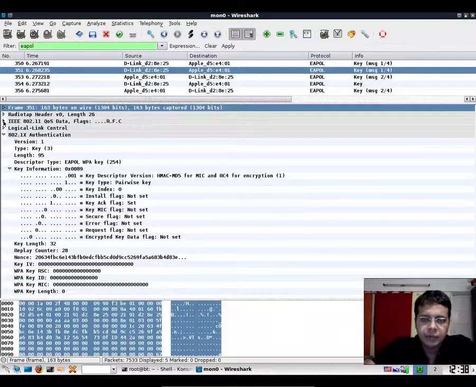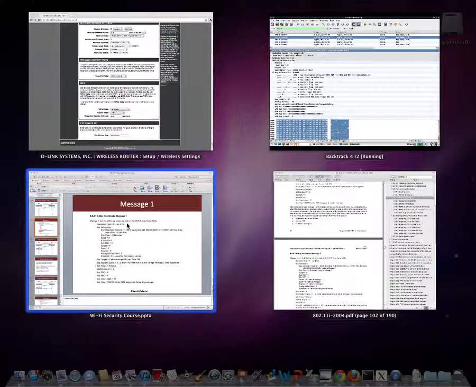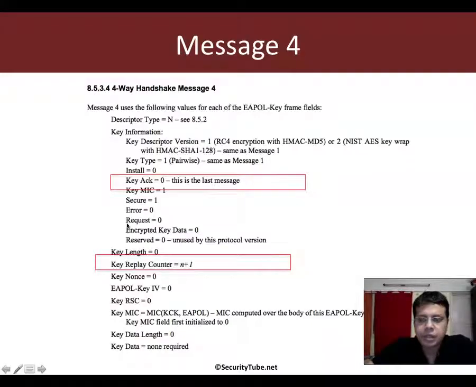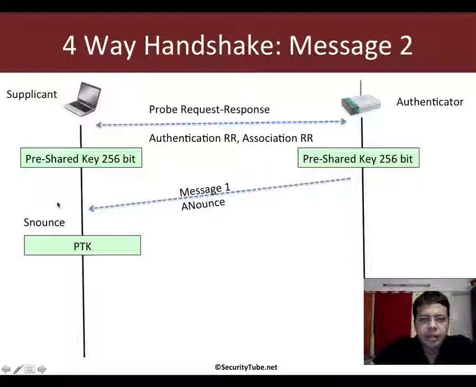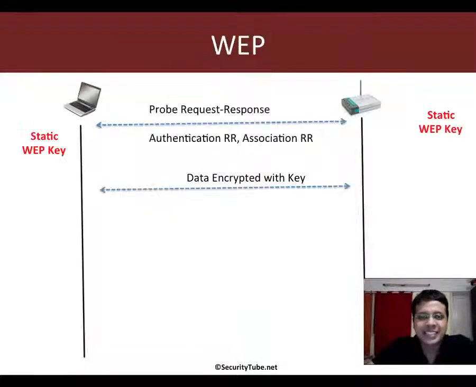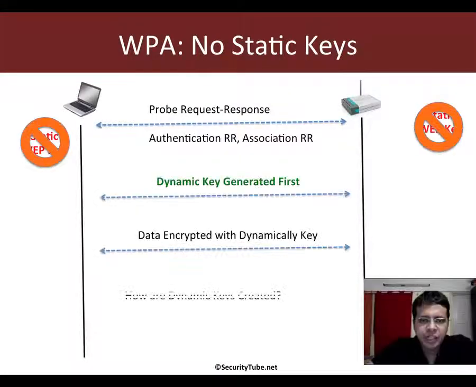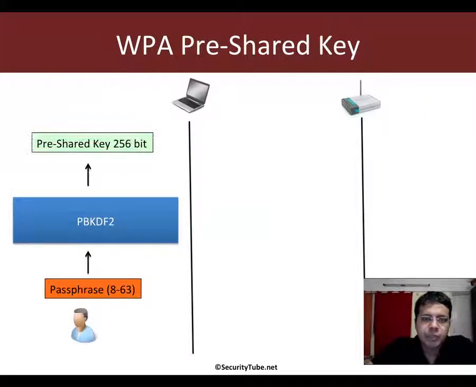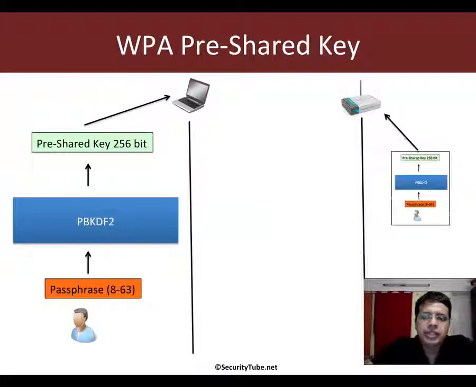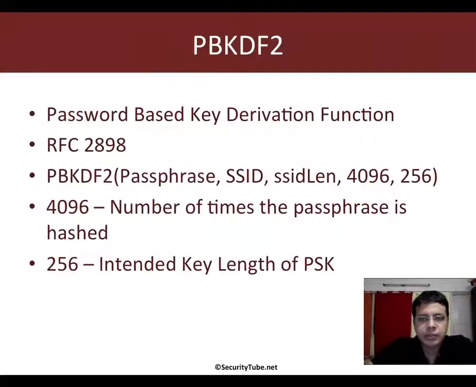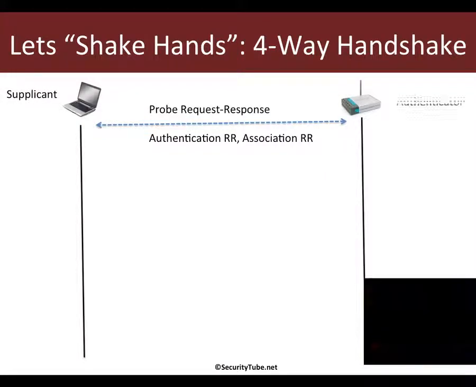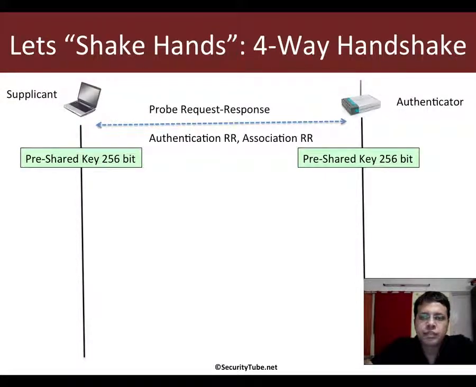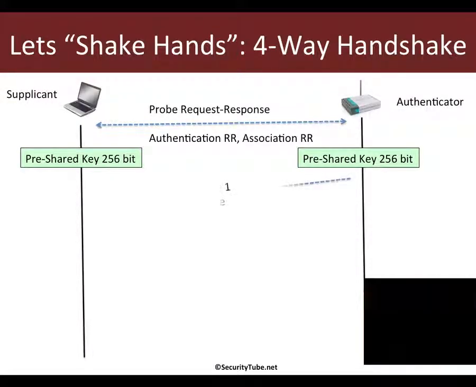Right? So let's do a very quick recapitulation of what we've learned till now, because I can assure you this is not a very easy topic. So very quickly, we wanted to generate dynamic keys. The user entered a passphrase. We sent that through a hashing function that created the pre-shared key. The same key was derived by the access point. And from there on, both of them have the same PSK, 256-bit.